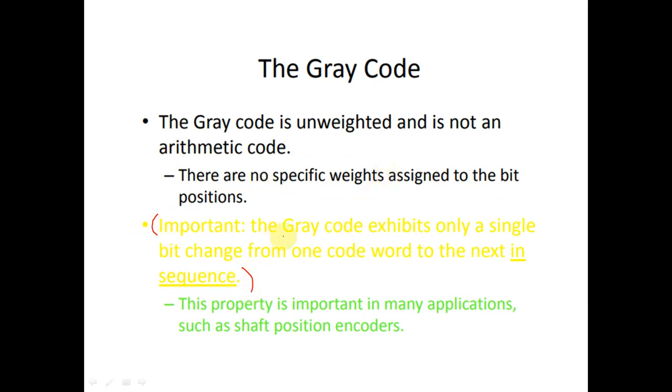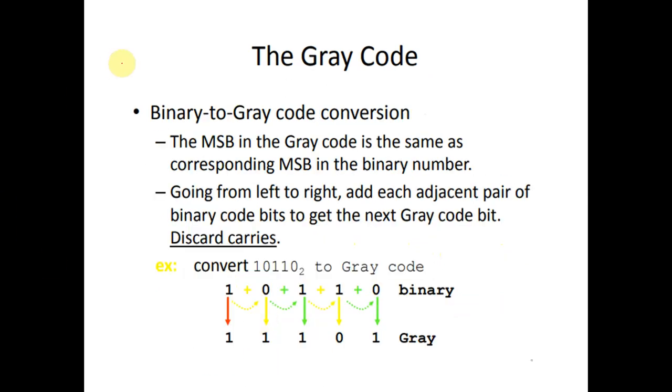Again, I repeat, the Gray code exhibits only a single bit change from one code word to the next in sequence. This property is important in many applications such as shaft position encoders. Now, these are some examples related to the Gray code.